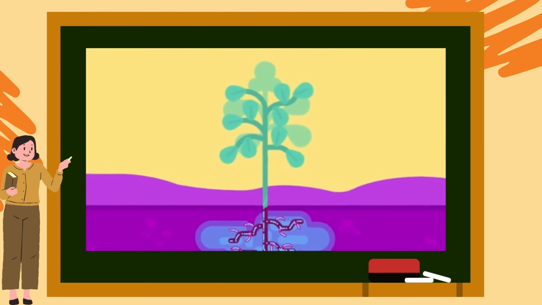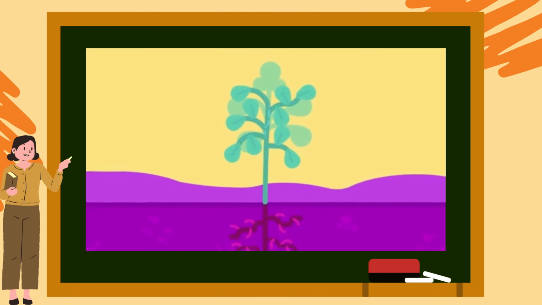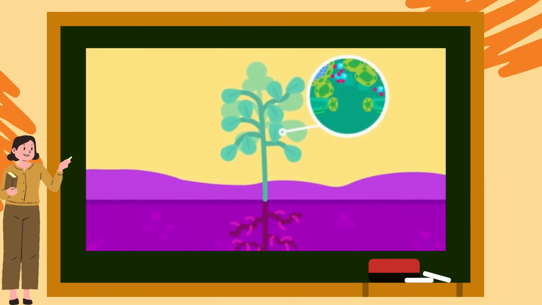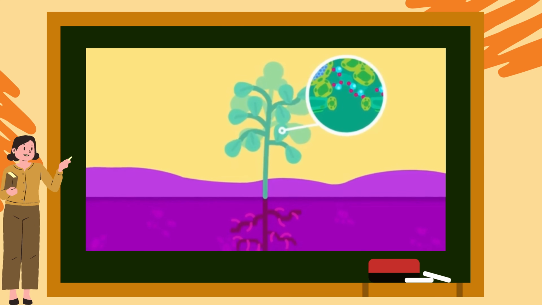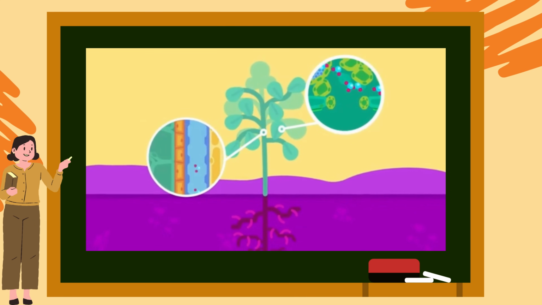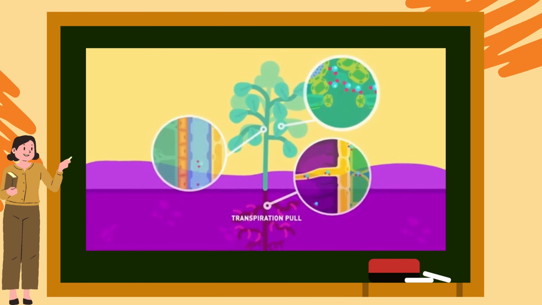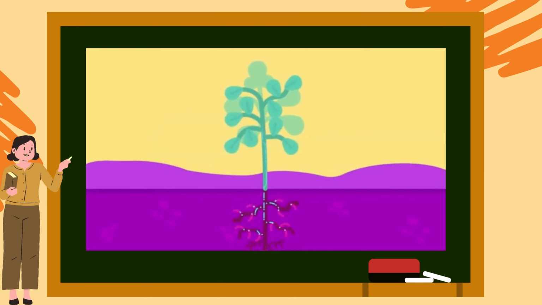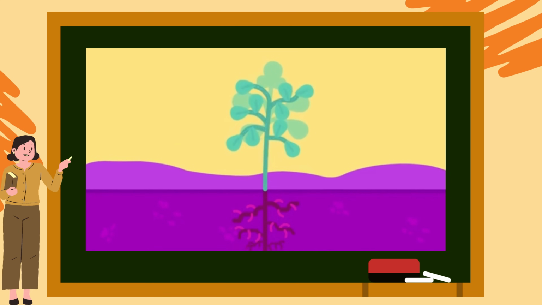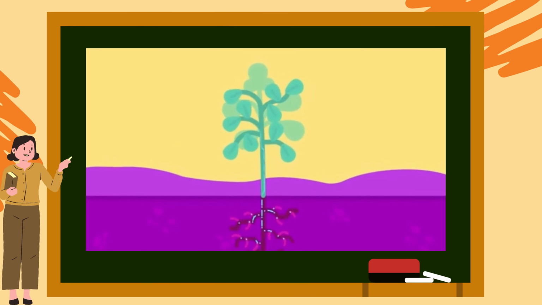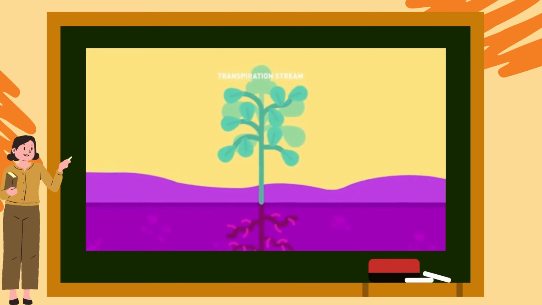Ever wondered how plants draw water against the force of gravity? The evaporation of water from leaves results in a suction force which pulls water up the xylem vessels. The suction force is called transpiration pull. It is the main force that pulls water and mineral salts up the plant. This upward movement of substances is called the transpiration stream.